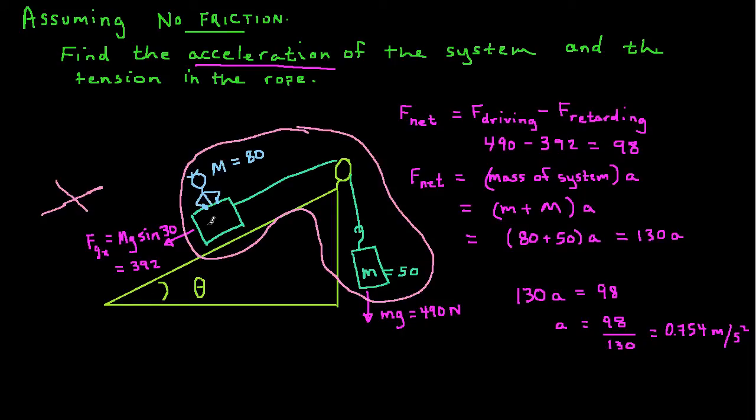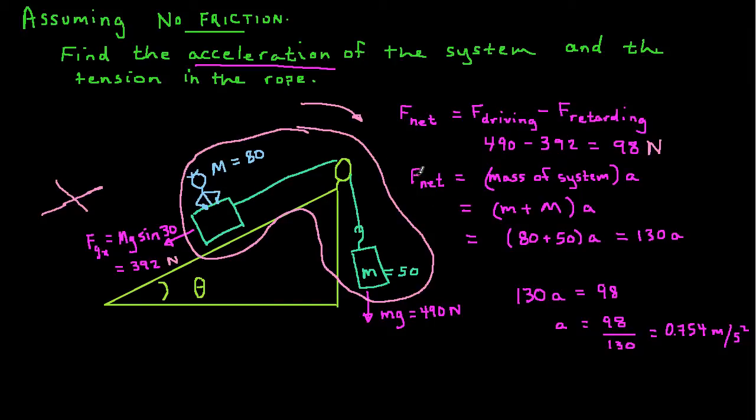Okay, so x was down the ramp, so we got 392 newtons, and then we said, okay, let's figure out the net force. So I think it's going to move this way, so we labeled this the driving force, minus this is going to be the retarding force because it's acting against our motion. Driving minus retarding, total is 98 newtons. Okay, that's the net force acting on the system.